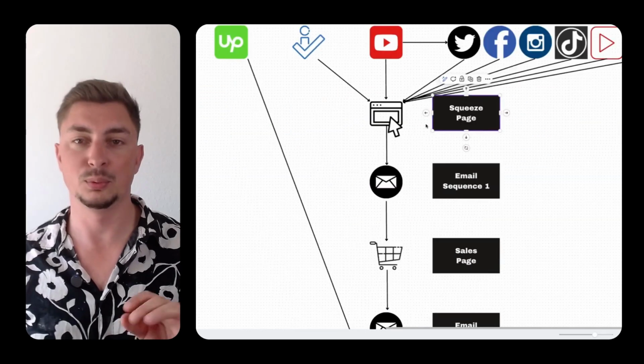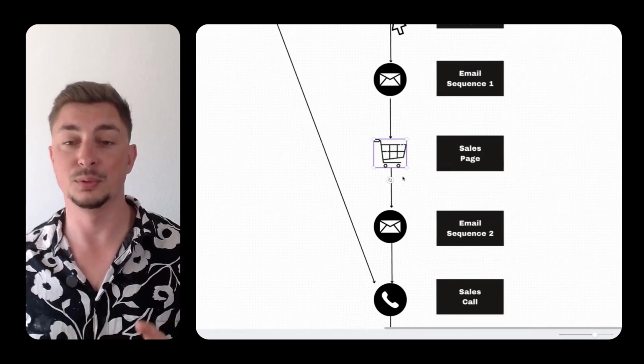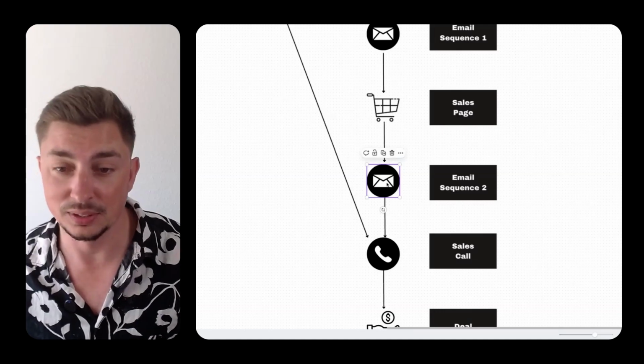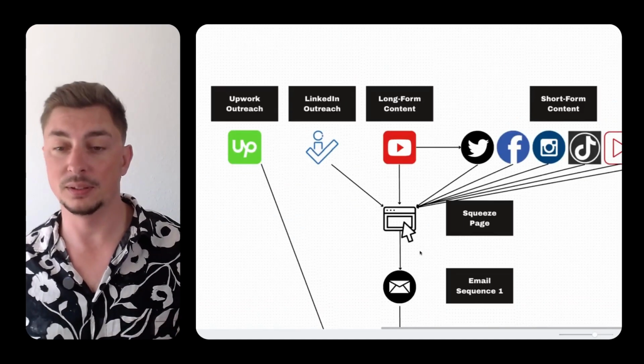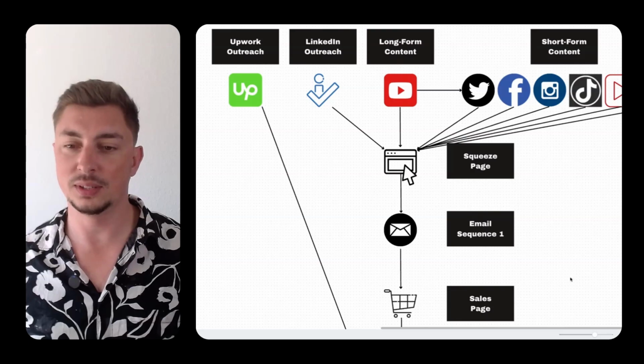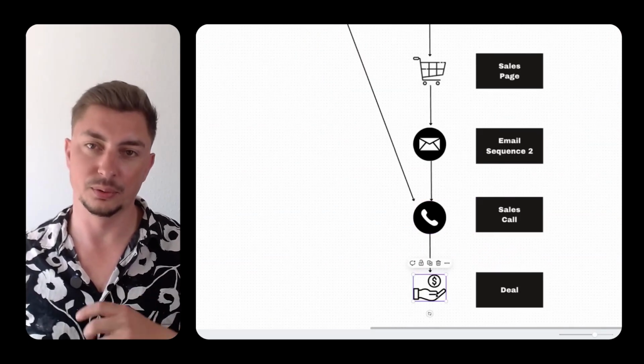The short form content and the long form content and the LinkedIn outreach all leads people to the squeeze page. The squeeze page leads people to the email sequence, and the email sequence leads them to the sales page, to another email sequence, which then leads them to book a call, and there we have the money at the end. But if it's via Upwork, we skip all these steps in the funnel and we go straight to the call, where I hopefully close them as a client.